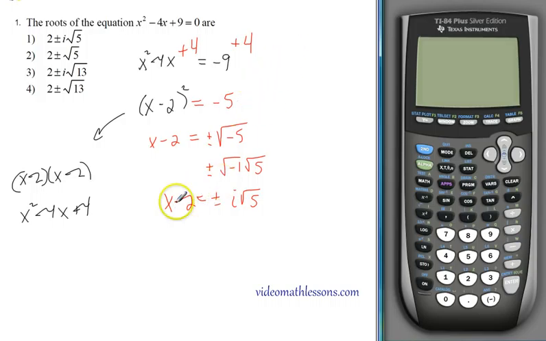So finally, let's clean this up. I'm going to bring the 2 over to both sides. So we get x equals 2 plus minus i radical 5, which is choice 1. Okay, that's a pretty good one. Let's try it again.